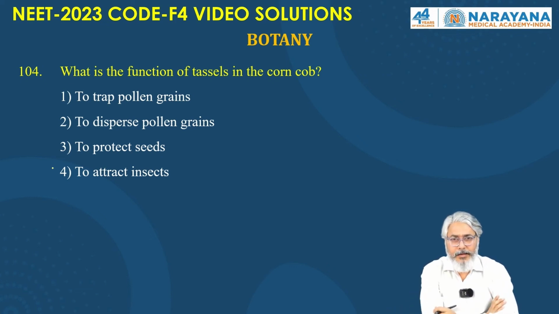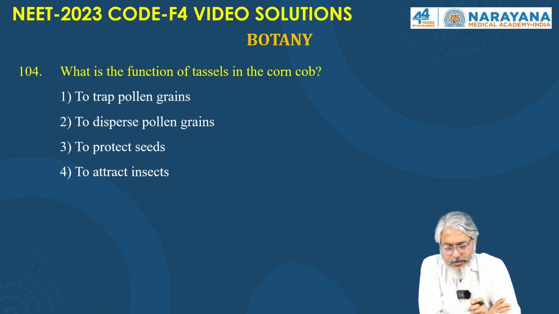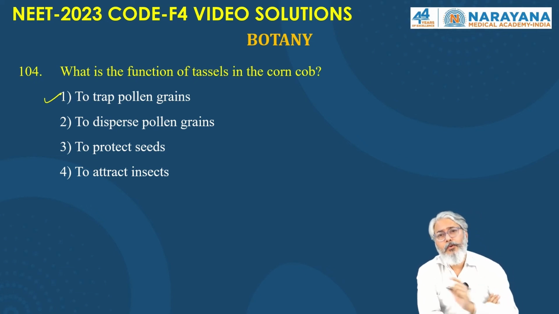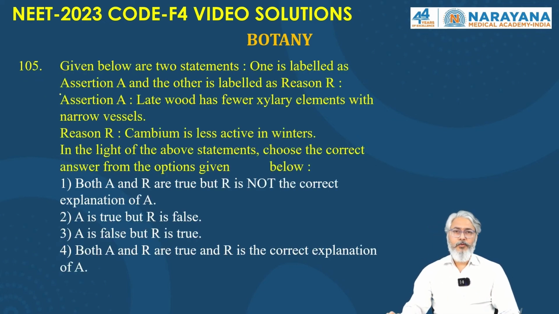Actually, tassels are also the male flowers, male parts of the corn cob, but these are very elongated structures. So these are here to trap pollen grains, right? Due to the elongated nature, these are here to trap pollen grains, and it is also given in your textbook.